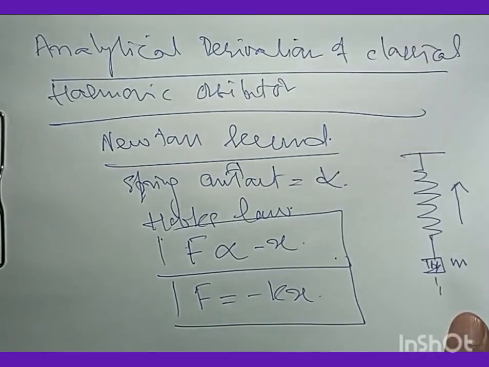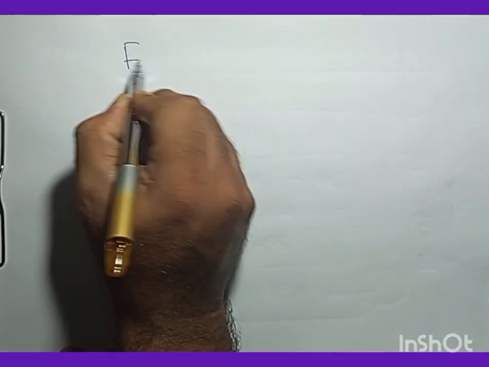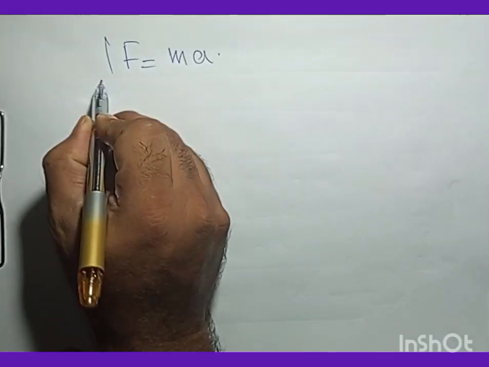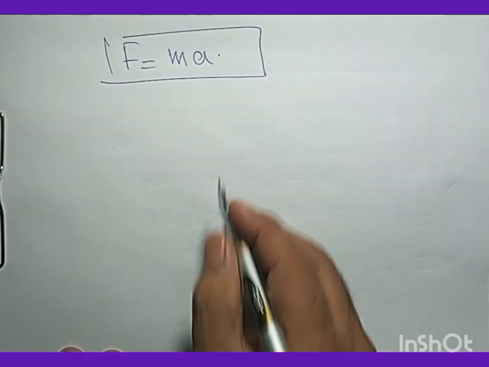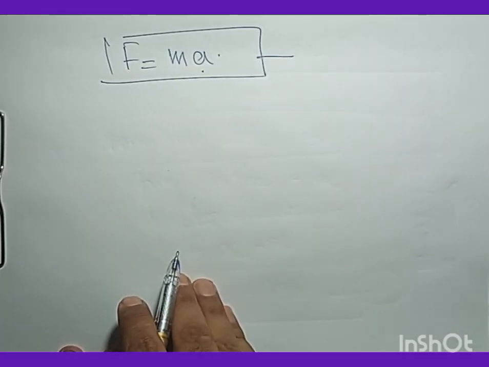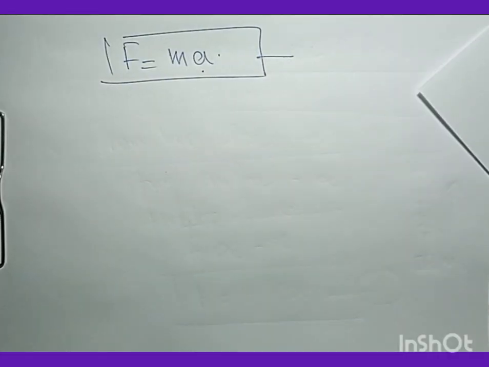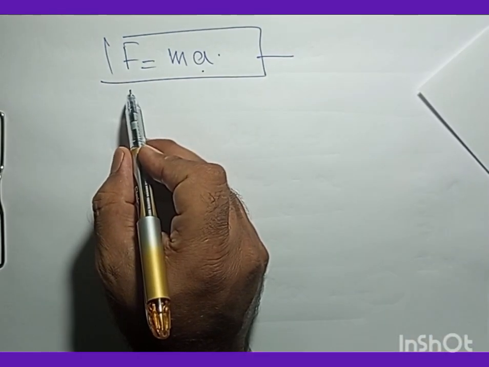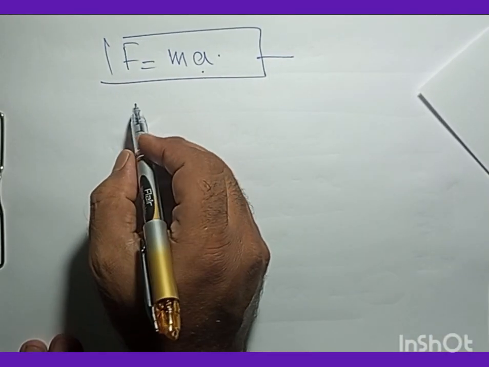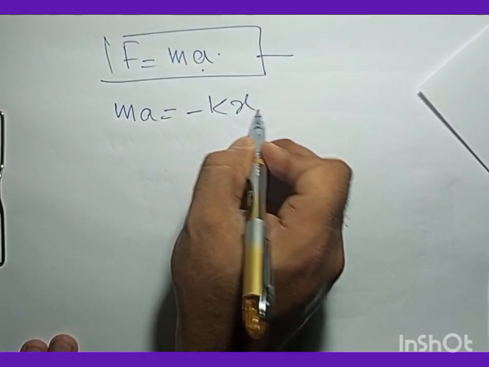Now, we can use this as equation 1, and we can think of Newton's second law of motion as F is mass times acceleration, where a is the acceleration and m is the mass of this spring, and we can equate these two equations, F is equal to minus kx and F is equal to ma. In doing so, we can use for F here, ma is equal to minus kx.